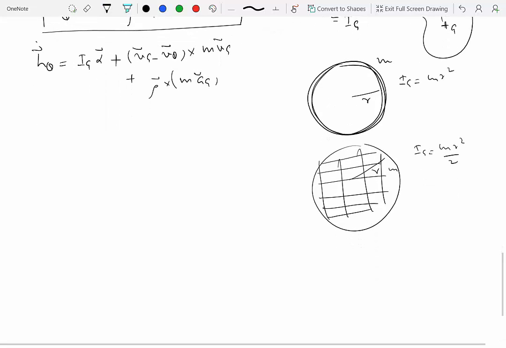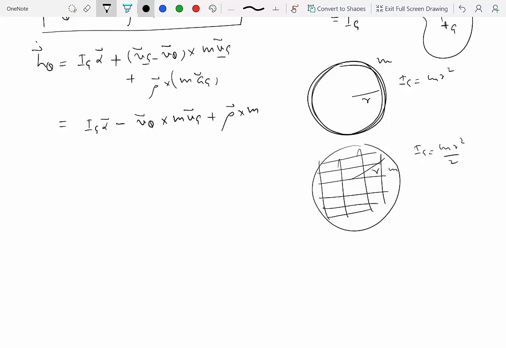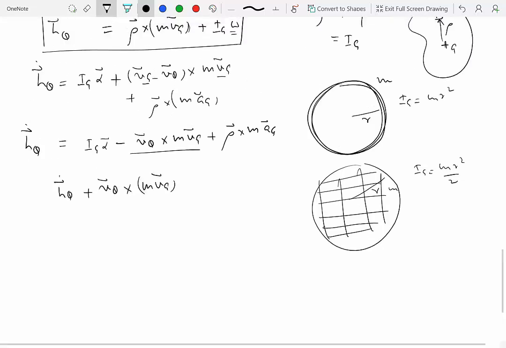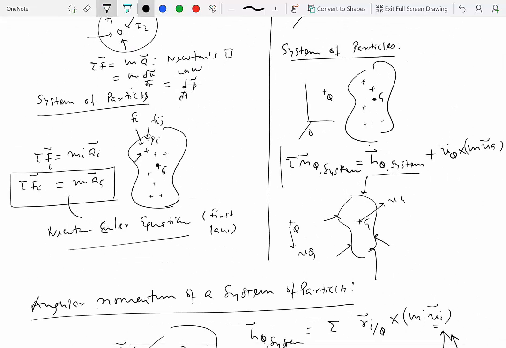Okay, so what else do we get? We have I_g alpha plus v_g cross m v_g, which will be 0, so this actually is minus v_Q cross m v_g plus rho cross m times the acceleration of the center of mass, right? And on the left-hand side we have H dot Q. So I'm going to take this and bring it to the left-hand side, and I get H dot Q plus v_Q cross m v_g, which is basically nothing but the sum of the moments about point Q, as we have seen before. So if you go back over here, right here we have that equation.